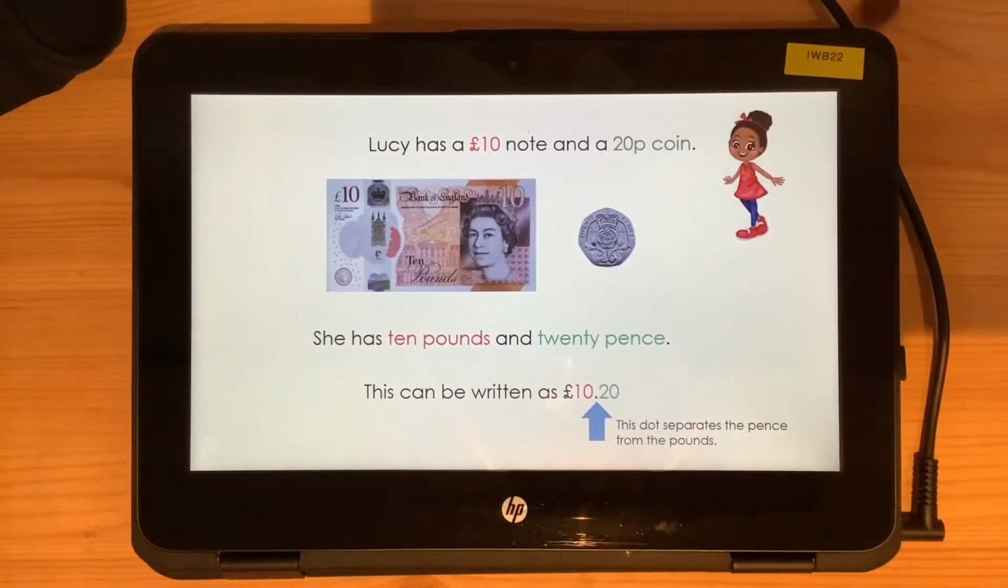Lucy has a £10 note and a 20p coin. She has £10 and 20 pence. This can be written as £10.20, with the dot separating the pence from the pounds. So when we write it, we write the pound sign, we write how many pounds, we then put our little dot which separates the pounds and the pence, and then we write any pennies that we may have.